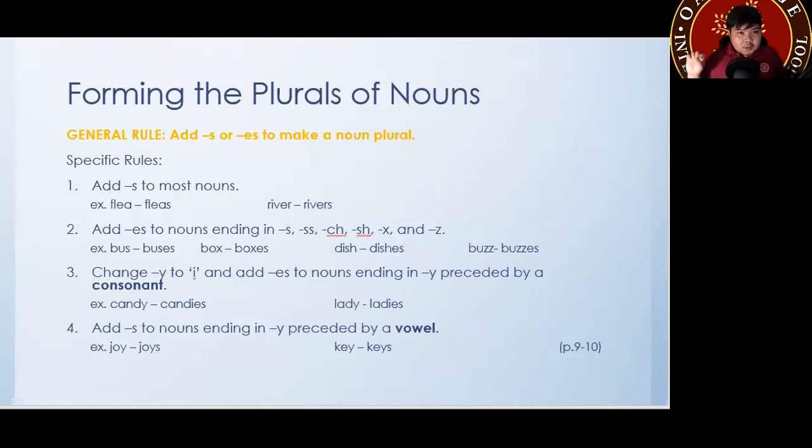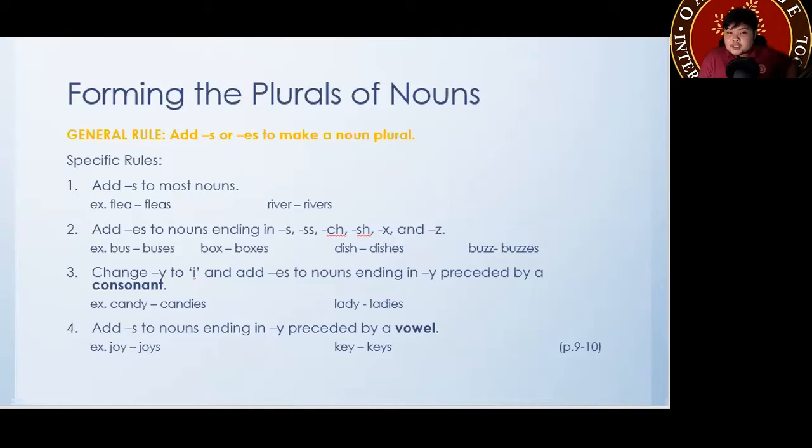So the general rule, class, is that you add s or es to make the noun plural. So what are the specific rules? Your specific rules are as follows. These are quite a lot, so please bear with me, all right? Specific rule number one, add s to most nouns. So flea, fleas, just add s. River, rivers, just add s. Number two, add es to nouns ending in s, ss, ch, sh, x, or z. Example, bus. The plural of bus is buses, box, boxes, dish, dishes, buzz, buzzes.